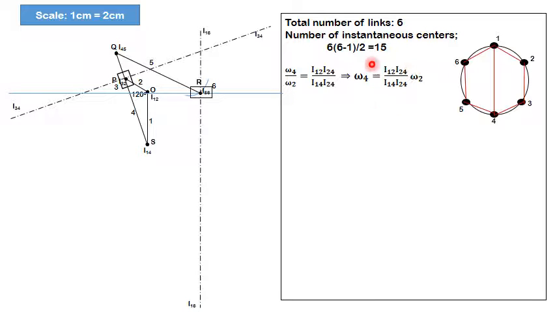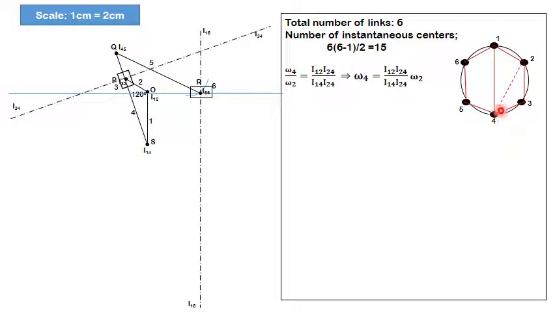If you see the instantaneous centers here, I12 is there, which has been already located. I14 is there, which is also located. But I24, which is common for both numerator and denominator, I have not located, because there is no line joining 2 and 4. So the first thing is I need to locate I24. That's why I have shown it by a dotted line. A dotted line means I need to locate that instantaneous center.